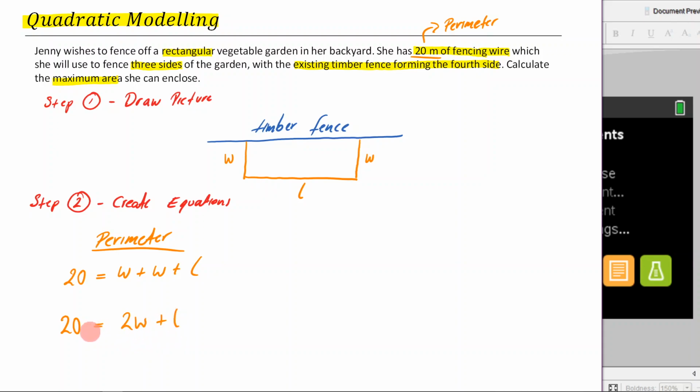Now this is all well and good to find the perimeter, but at the end of the day, I want to figure out what the maximum area can I form here. So how big of an area can I cover with 20 meters of wire fencing? So I'm going to have to create another equation for the area. Well, this is going to be pretty easy. My area is going to be my width times my length. But now we run into a problem here. How can I figure this out if I've got 2 different variables? I can't do this if I have 2 different variables.